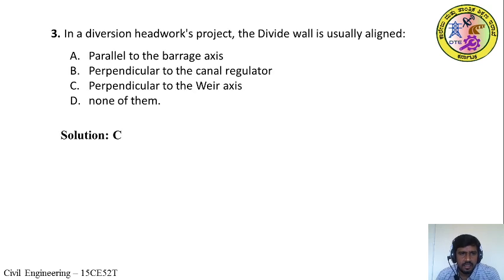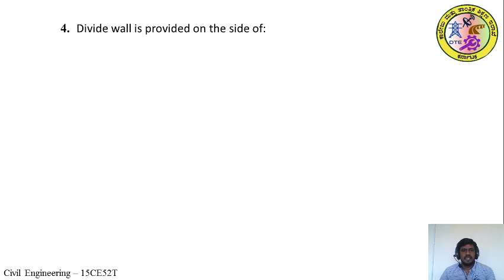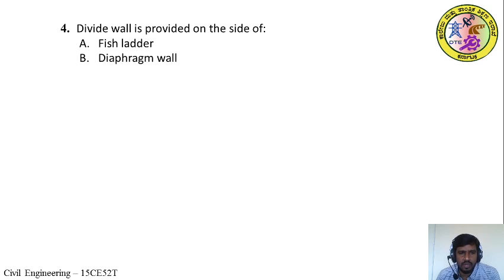Okay students, let's move on to the next question. Divide wall is provided on the side of. Okay, see the options. Number 1, fish ladder. Number 2, diaphragm wall. Number 3, core wall. Number 4, wing wall. Okay, let's see the answer for this. The answer is fish ladder.